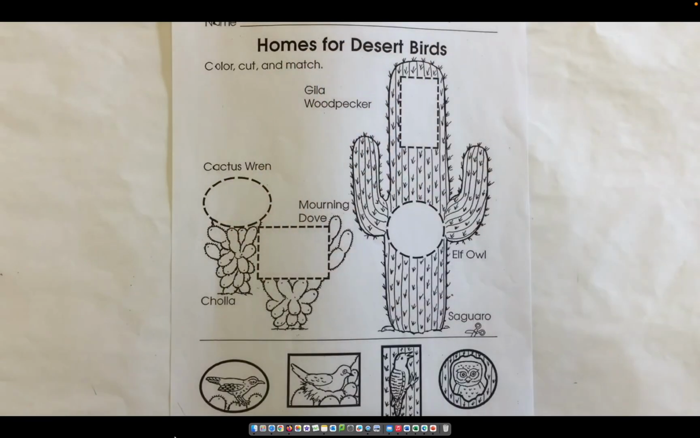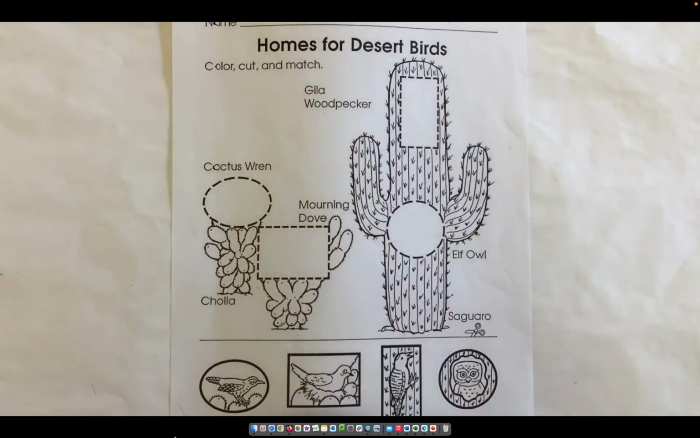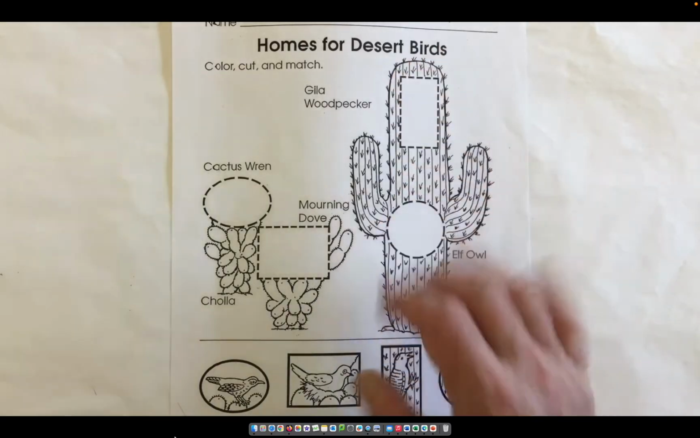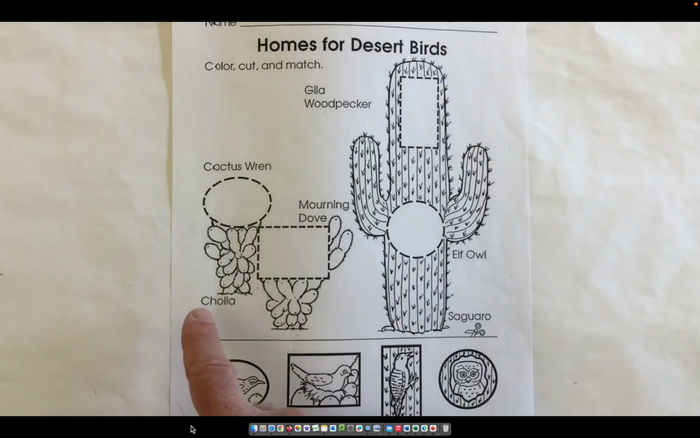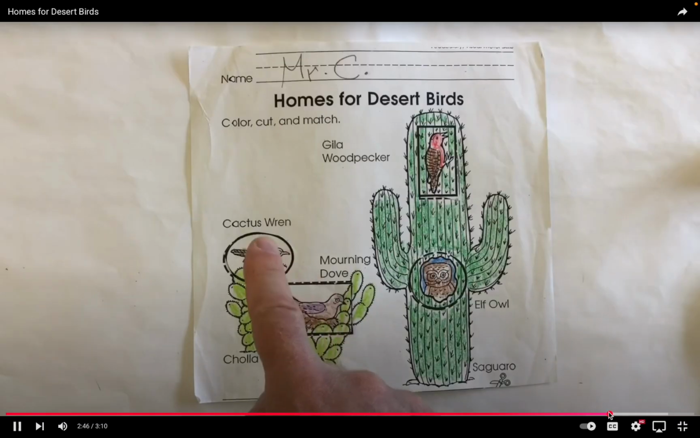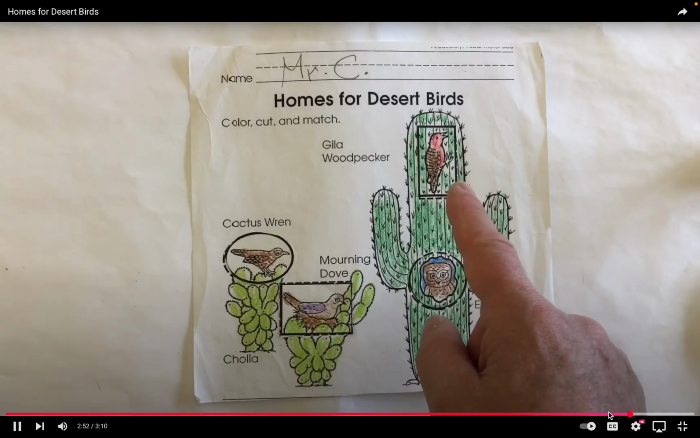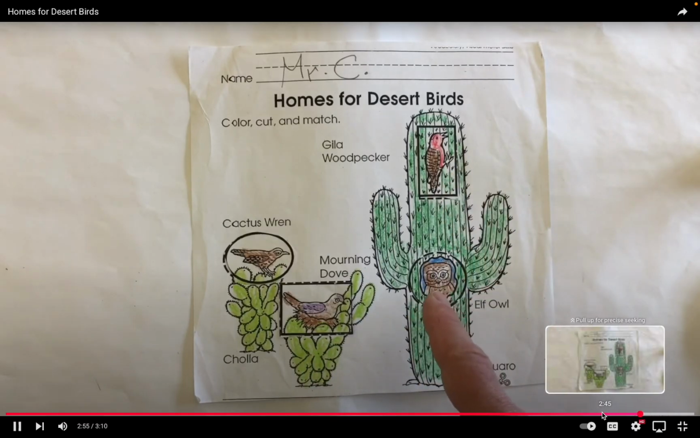Home for Desert Birds. Color, cut, and match. We have the 4 birds down below. We have to fit them into the 4 shapes. This is a Gila woodpecker that goes in there. That's an elf owl in the saguaro cactus. Cactus wren, mourning dove, cholla, Gila woodpecker, all in our colored and finished worksheet.